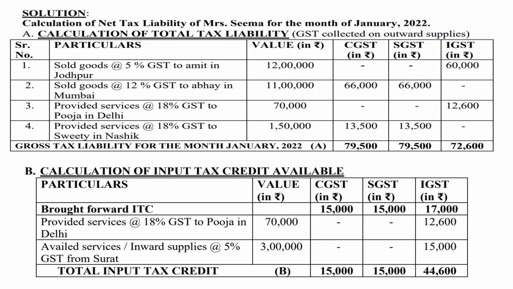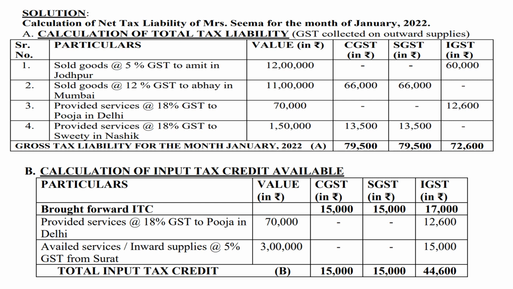In the A part, in whatever calculation we have done, the CGST part is 79,500. This is our tax liability. Then SGST we have 79,500 and in IGST we have 72,600. So this is our calculation of total tax liability, generally the gross tax liability we have for the outward supply.